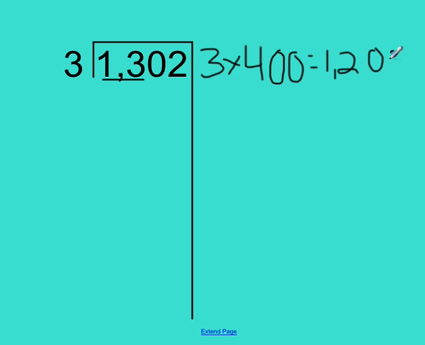1,200. And the way I got that was I multiplied my 3 times my 4 and got 12. Then I had 2 extra hundreds, so I have 2 hundreds on the end. So 1,200. Now I can take this number and subtract it from 1,302. When I subtract, I get 102.